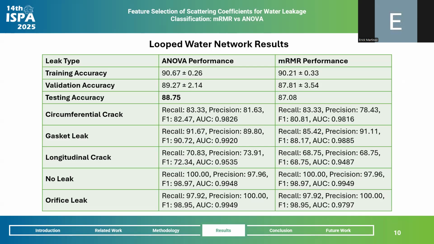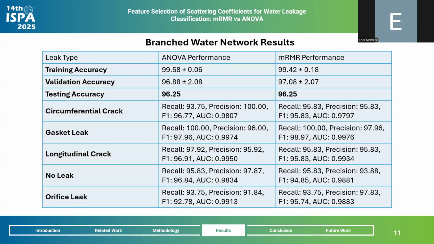Here, we are reporting the results for each of the classes or water leakage types, and also the training, validation, and testing accuracy. It is noticed that the feature selection performed via the analysis of variance gives us the best testing accuracy compared to the minimum redundancy maximum relevance algorithm. And this is for the loop water network. For the branch water network, we notice that the two feature selection approaches give us similar testing accuracy.